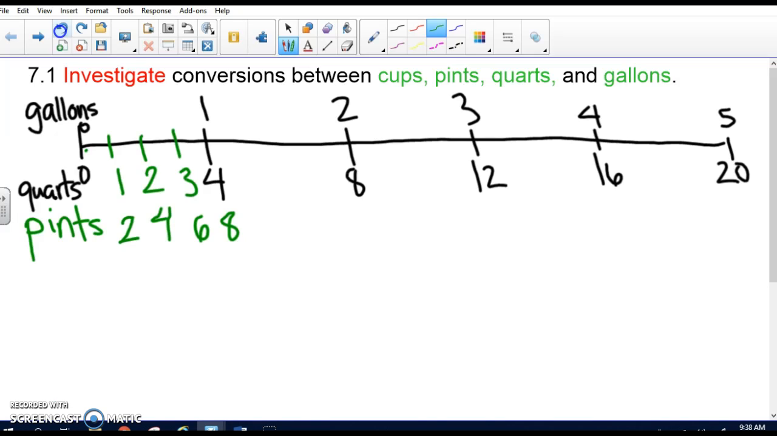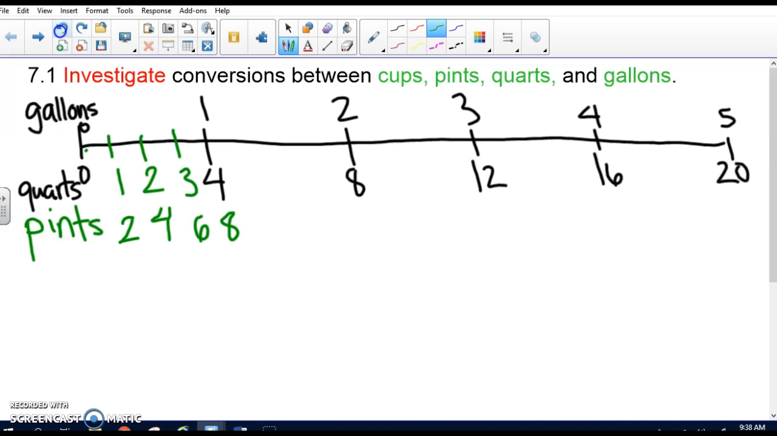So I did from 0 to 4. So when I look at gallons, how many pints does 1 gallon equal? Equals 8 pints, right? I made that conversion from gallons to quarts to pints. Thumbs up, thumbs sideways, thumbs down about that idea.